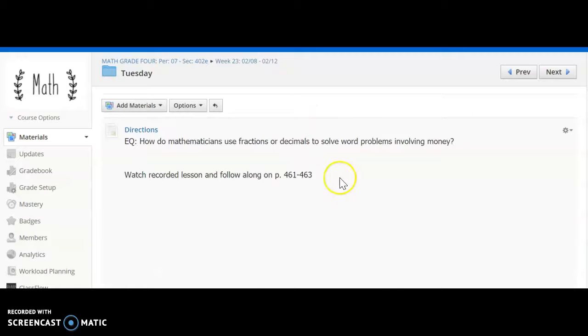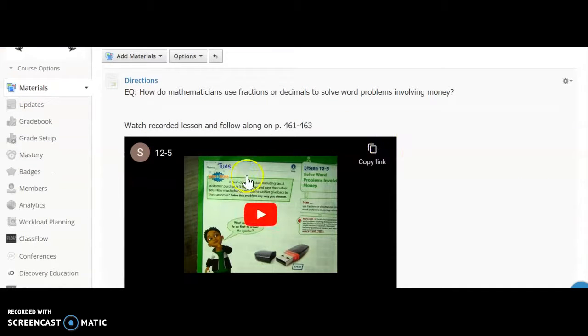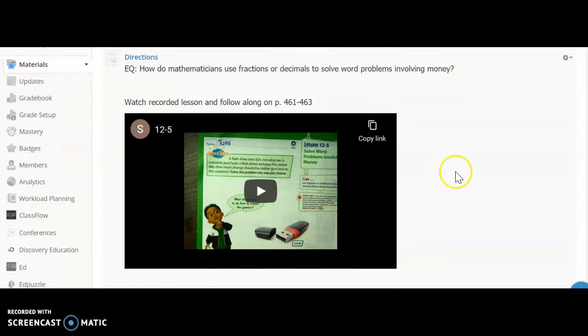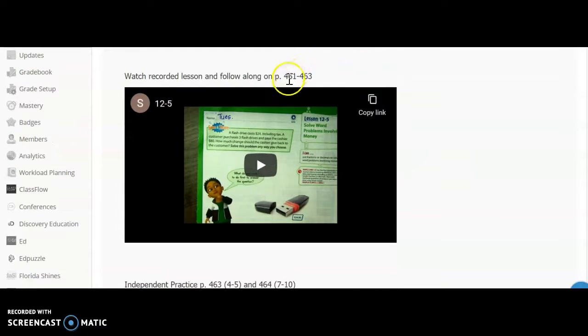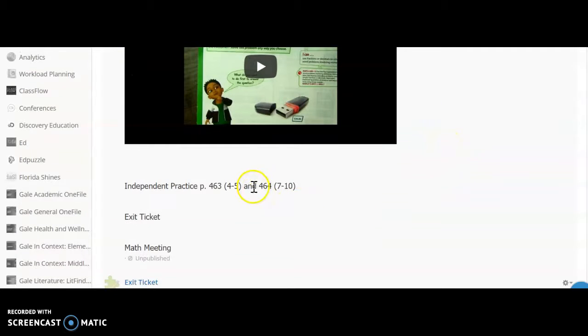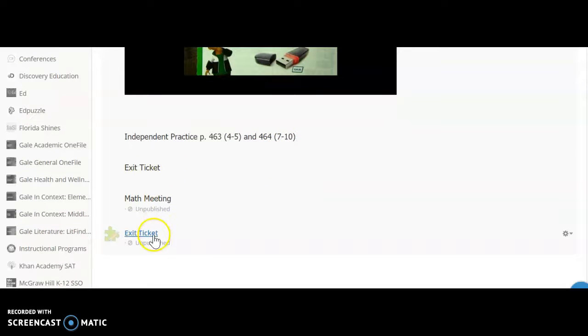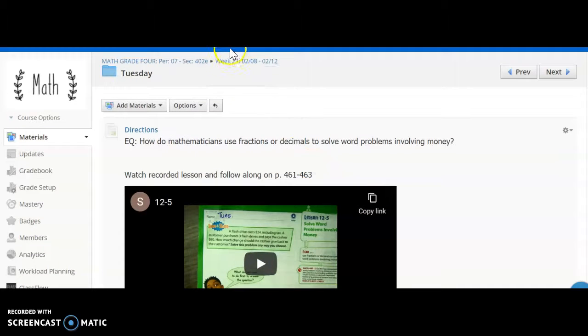On Tuesday, we will continue our work with decimals. This time, we are going to apply what we've learned about decimals to solve word problems that involve money. You're going to follow along on pages 461 to 463. You have a few independent practice problems, some word problems on 463 and 464. You do have a couple exit ticket questions, and we will meet at 2 o'clock.